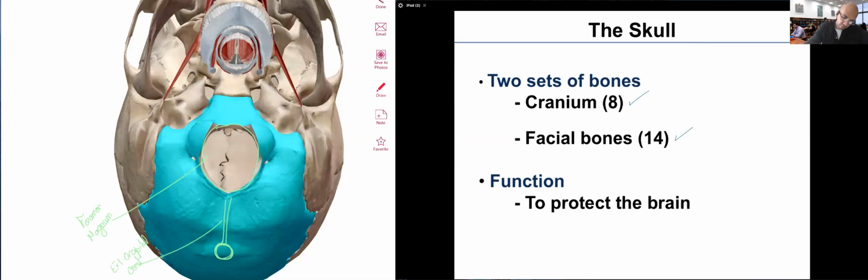On both sides of the foramen magnum, we've got those elliptic shaped articular surfaces that will allow the articulation of the skull to the first vertebra, the atlas. And remember the articulation between the occipital condyles and the atlas is what allows you to nod or to say yes with your head.